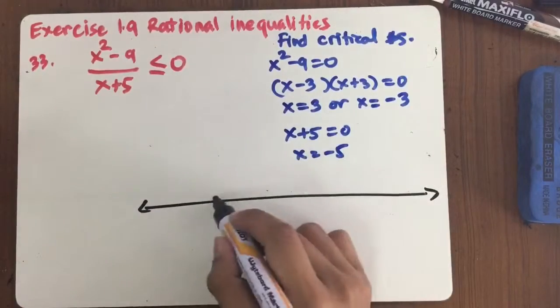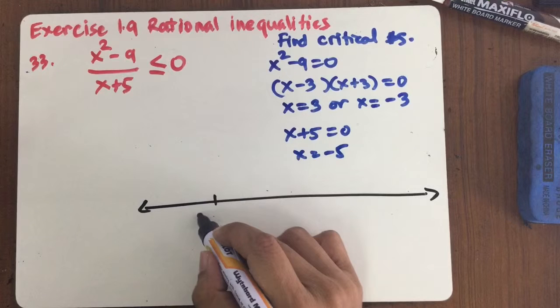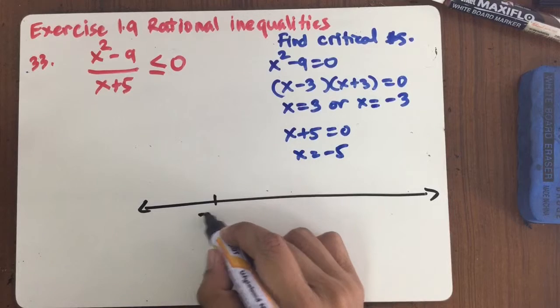Let us plot our critical number sa ating real number line. That should give us a set of sub-intervals, and we will investigate ano ang sign ng ating rational function in each of these sub-intervals.